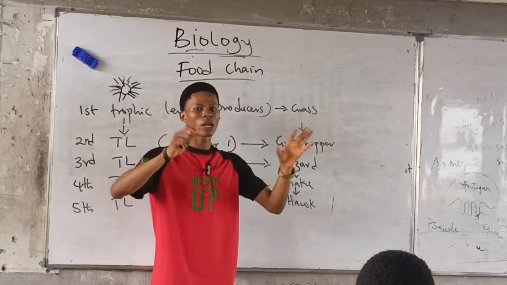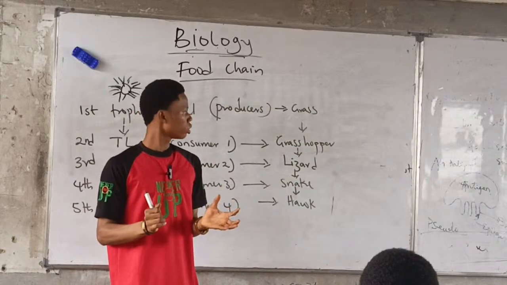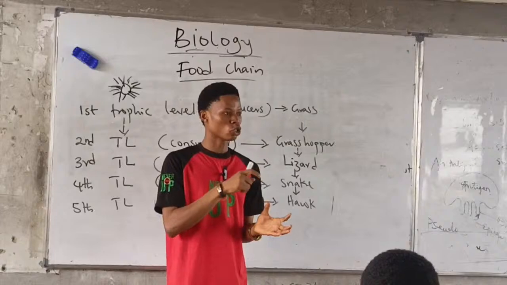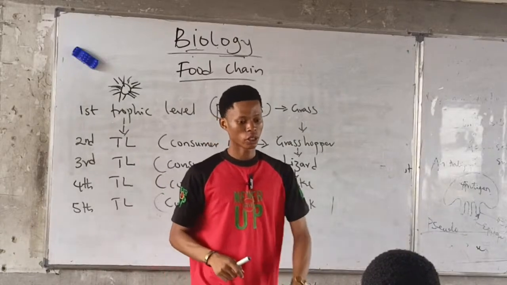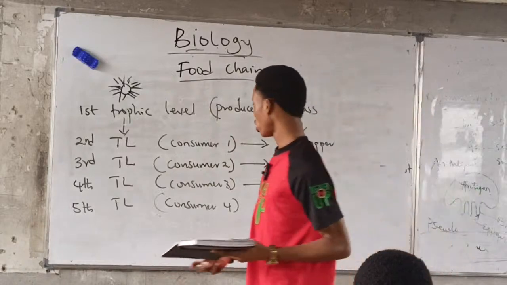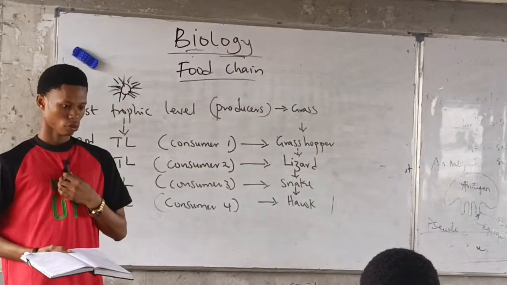If we now start to look at the complex relationship, complex feeding relationship, is that still food chain? It's no longer food chain, but what? Food web. Thank you very much. So let's move to food web very quickly. You are not done writing. Please write fast.